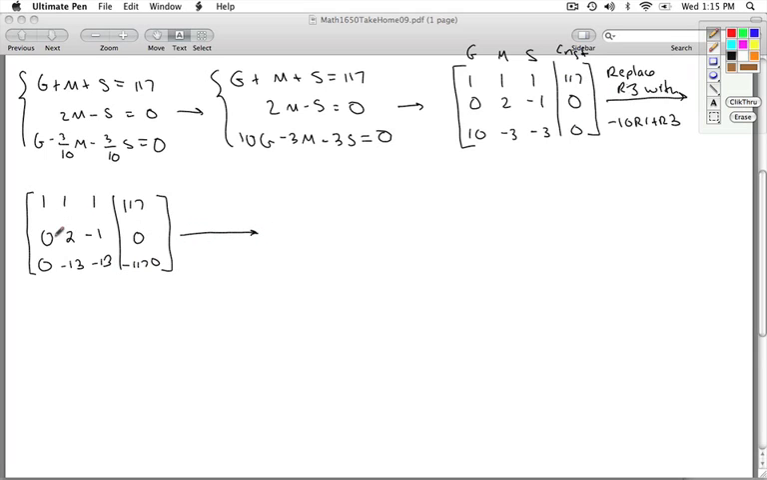The next step is to get a leading 1 in this position. I can accomplish that by dividing row 2 by 2. Row 1 I'm keeping as is. So we're really dividing both sides of this equation by 2. 0 divided by 2 is 0. 2 divided by 2 is 1. Negative 1 divided by 2 is negative 1/2. 0 divided by 2 is 0. And then row 3 I'm keeping as is.